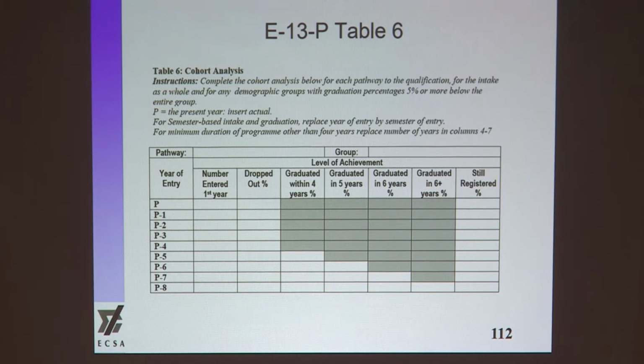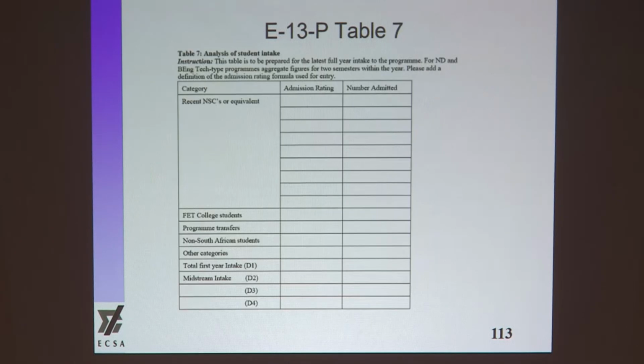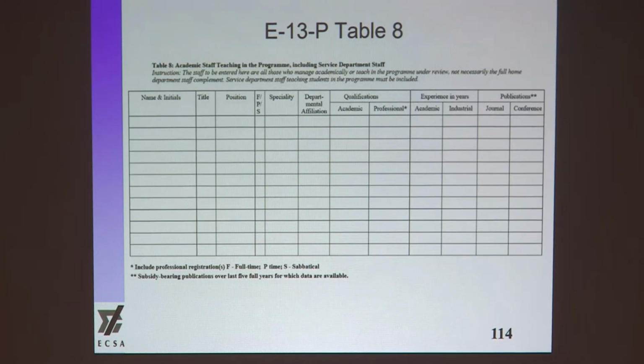This is the table for your cohorts. We haven't got any of these yet. The table for the staff, the FETs, your equivalents, what ratings you have, your entries, how many you've had with the different categories. I think we need to spend time on that. Table 8 is the staff teaching the program. That's very important to get titled to.